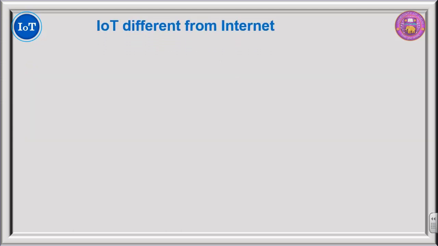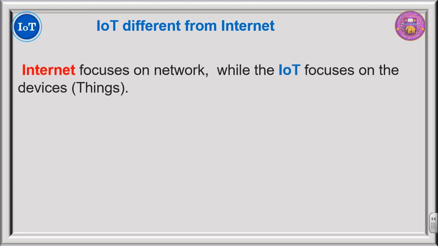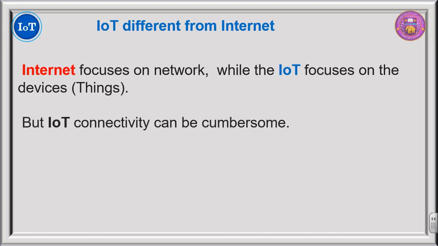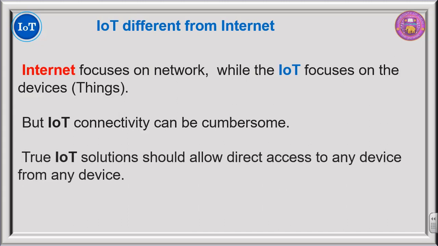Internet of Things, it is entirely different from Internet. Internet focuses on network, while Internet of Things focuses on devices. But without Internet, the IoT connectivity can be cumbersome. So even in the case of IoT, we can make use of Internet. But the true IoT solutions should allow direct access to any device from any device without making use of Internet.